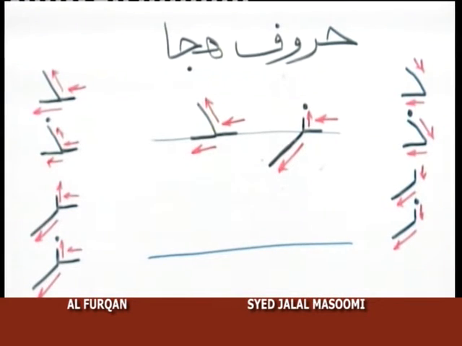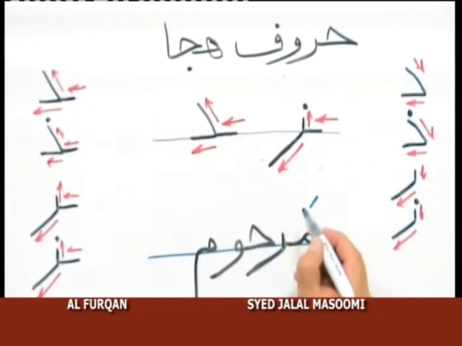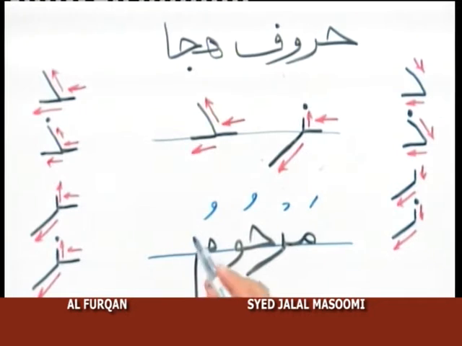As I have written for the letter Ra and Zai, and I want to write something new. You see here, dear viewers, that is for the letter Ra, the Waw, and then we have Mim in this type, that is Marhum. Marhumo. So in this case, dear viewers, the joint is this part.